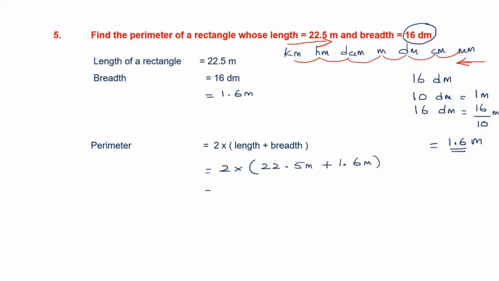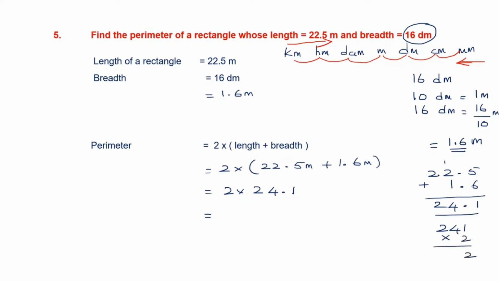So let's work this out. So 2 into, let's add up 22.5 plus 1.6 meters. 5 plus 6 is 11, carry 1, 2, 3, 4. So we have 4 and 2, 24.1. So 2 into 24.1. Let's multiply that. When we multiply, we'll ignore the point and multiply first. So we'll make it 241 into 2. 2 ones are 2, 2 fours are 8, 2 twos are 4.